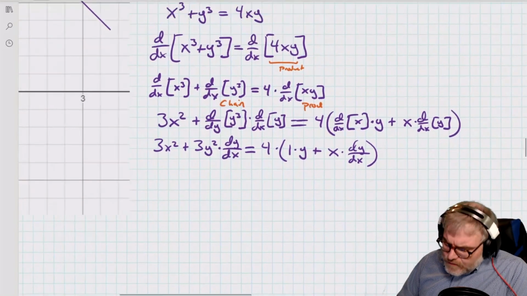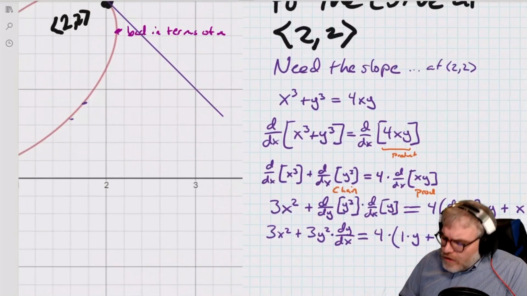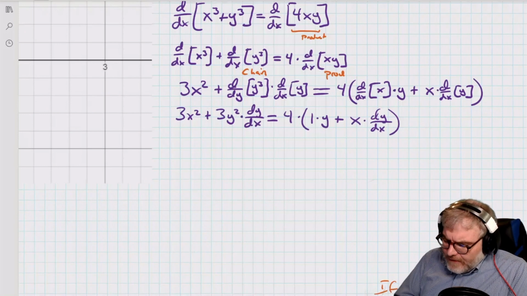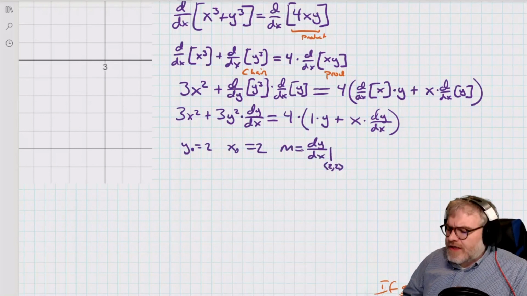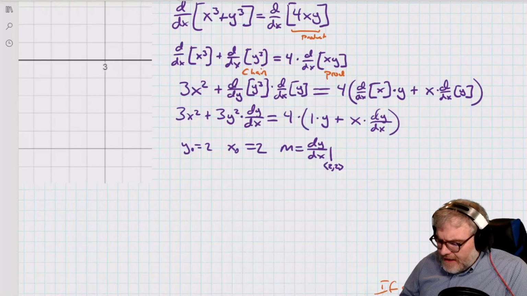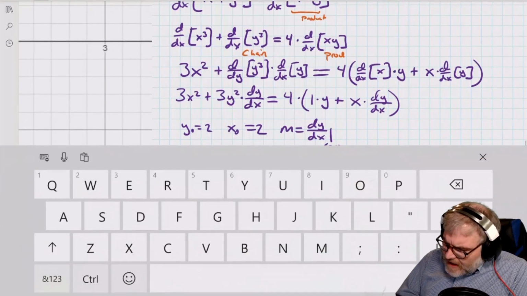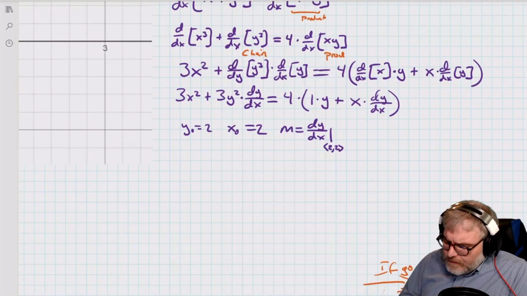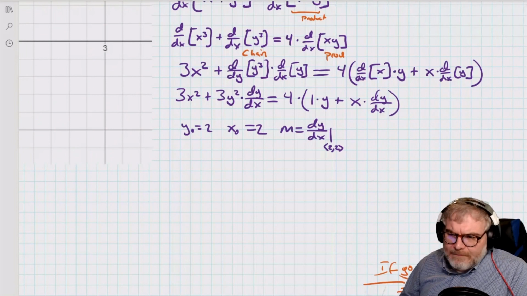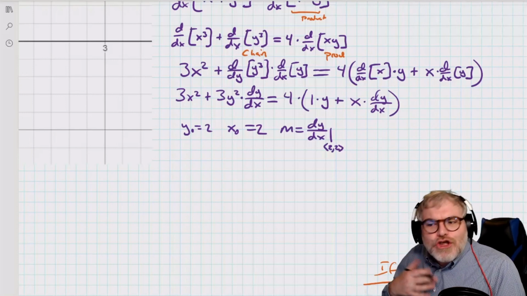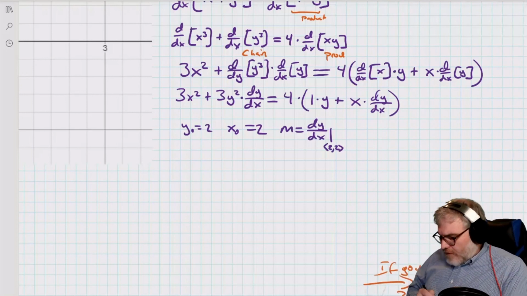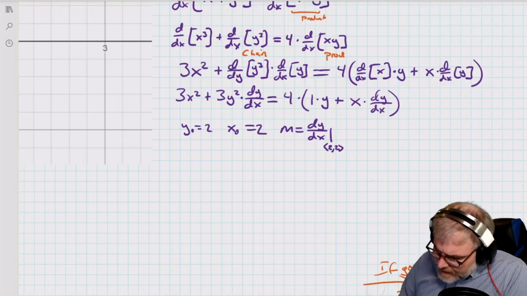All I need to know is what's going on at (2, 2). So I'm going to go ahead and sub in everything. y naught equals 2, and m is just going to equal dy over dx at 2. Everywhere I see an x, I'm going to plug in a 2. Everywhere I see a y, I'm going to plug in a 2. And everywhere I see a dy over dx, I'm just going to plug in an m. And then I'm going to solve for m, but I'm going to have numbers to play with, and that will encourage things to cancel and work out for me. And I like that. So I'm just going to sub it in.